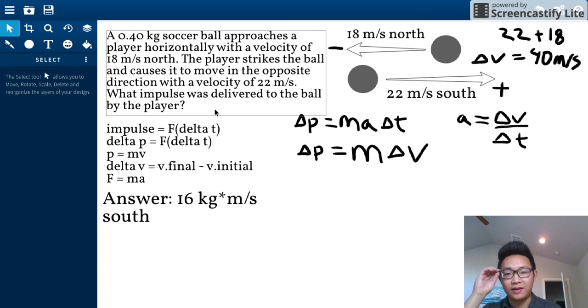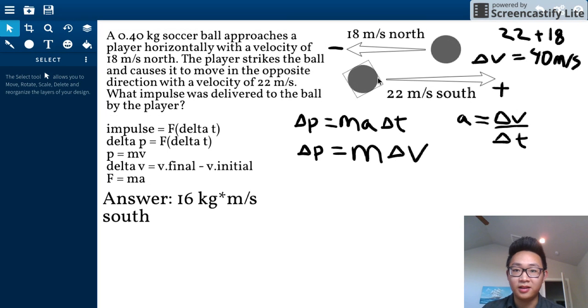So I have this picture here. As you can see, initially the ball is heading 18 meters per second north, this direction, and we're going to call that the negative direction. And then after the player kicks it, it moves south at 22 meters per second, and we'll call that the positive direction. So we will look over here where there's a list of formulas.